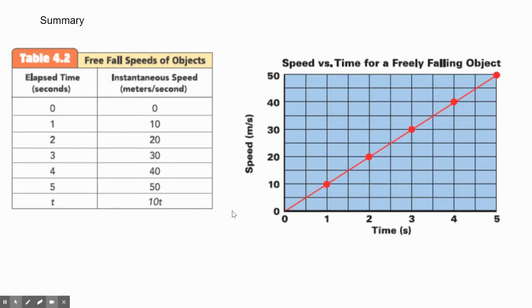And here's another table. If we were to plot the instantaneous speed at each second, we would get a straight line, a linear graph like this. And the acceleration for this line would be 9.8. So the slope of this is the acceleration.